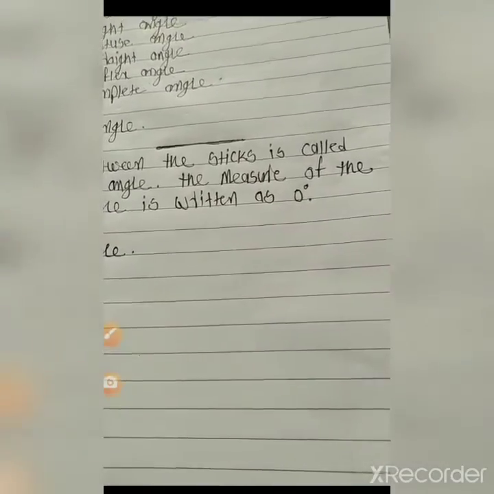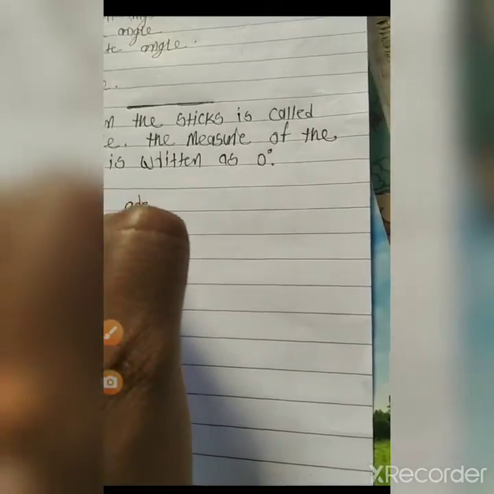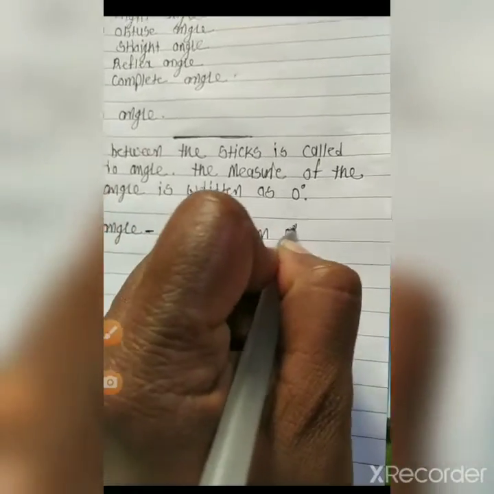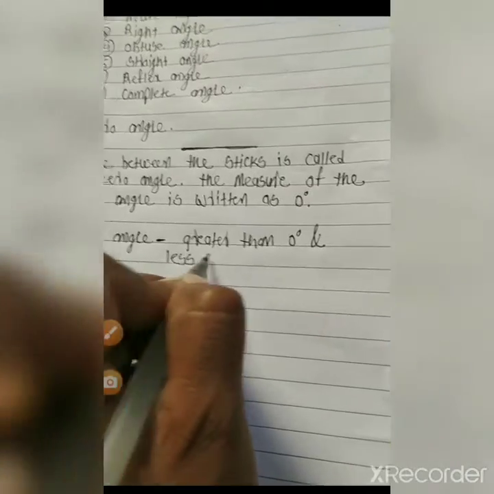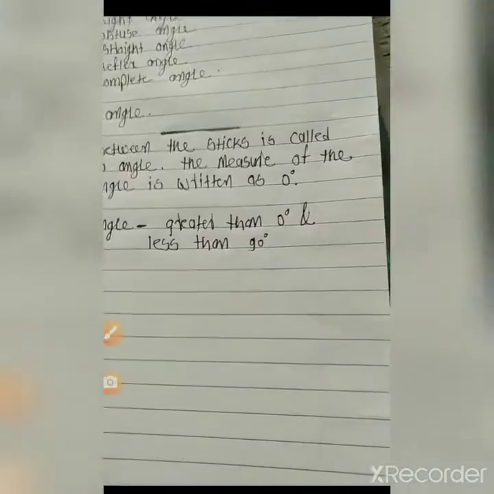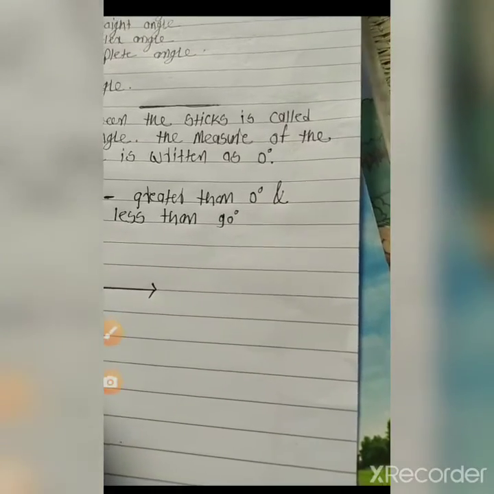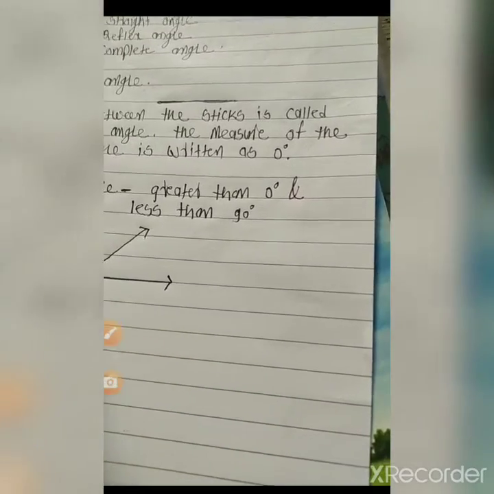So an acute angle is greater than 0 degree and less than 90 degree. The figure is like this.